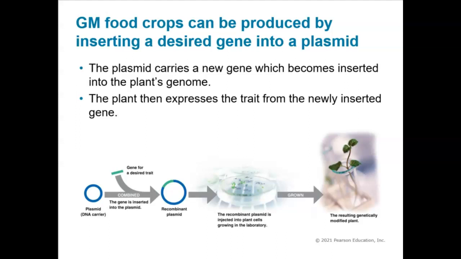So genetically modified food crops can be produced by inserting a desired gene into a plasmid. The plasmid carries a new gene which becomes inserted into the plant's genome. The plant is then going to express the trait from the newly inserted gene. And so, once again, we have a plasmid, we have the desired gene, we'll put them together, get a recombinant plasmid. The recombinant plasmid is then going to be injected into plant cells growing in the laboratory, and then it'll be grown. And so we have a resulting genetically modified plant.